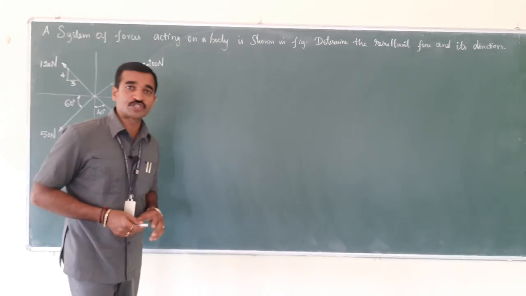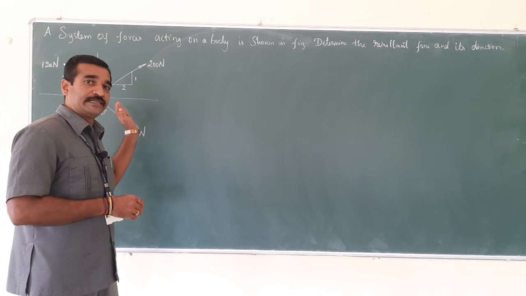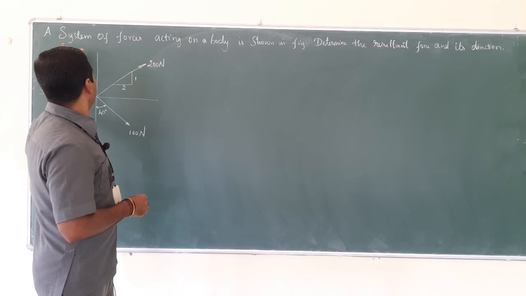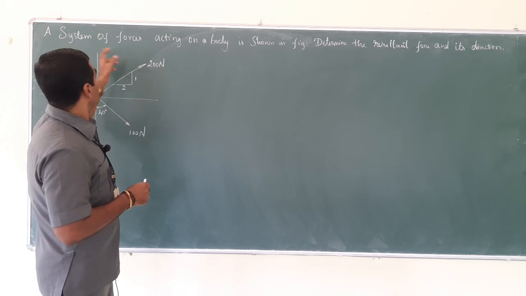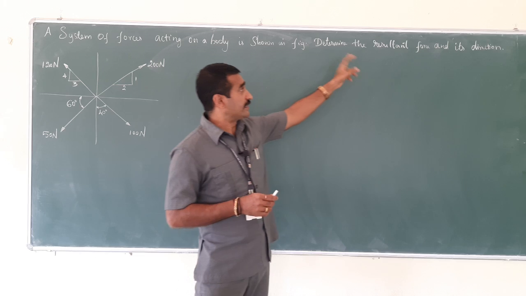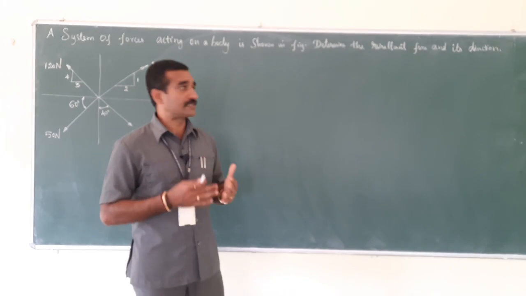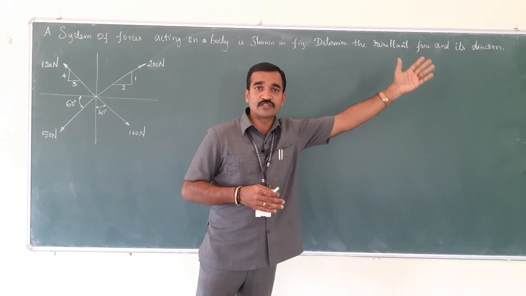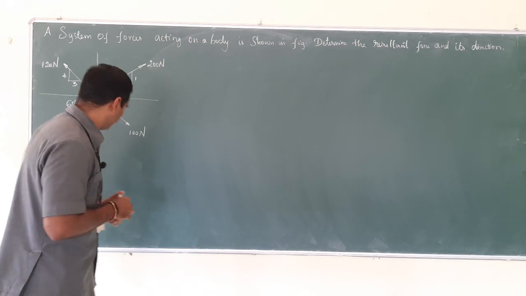Let me read out the question and try to extract as much information as is given in it. A system of forces, that means a number of forces, acting on a body is shown in the figure. Determine the resultant force and its direction. That means the magnitude of the resultant and the direction of the resultant need to be found from this problem, right?